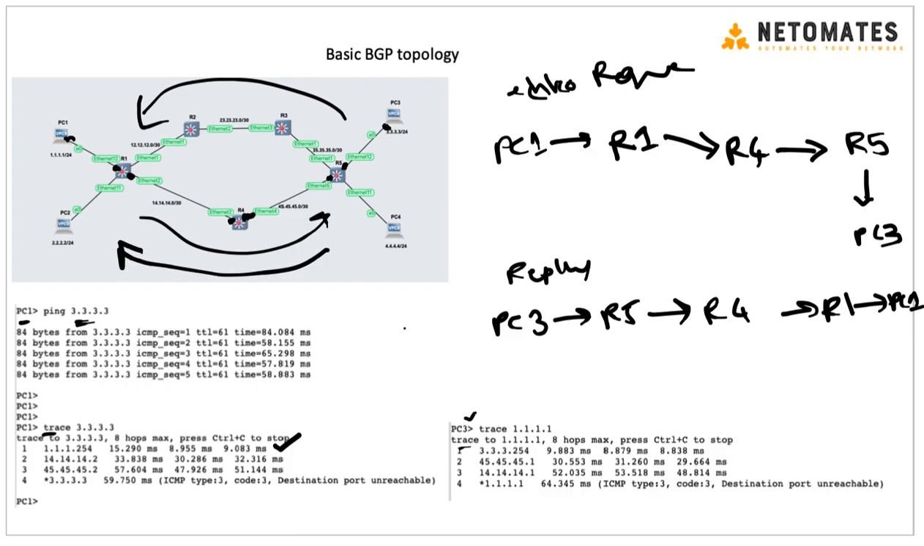So when the packet goes from PC1 to PC3, if it is going through R1, R4 and R5, and the return packet is also coming in the same direction, then this is symmetric routing. It means the original path and the return path are the same, crossing the same devices.